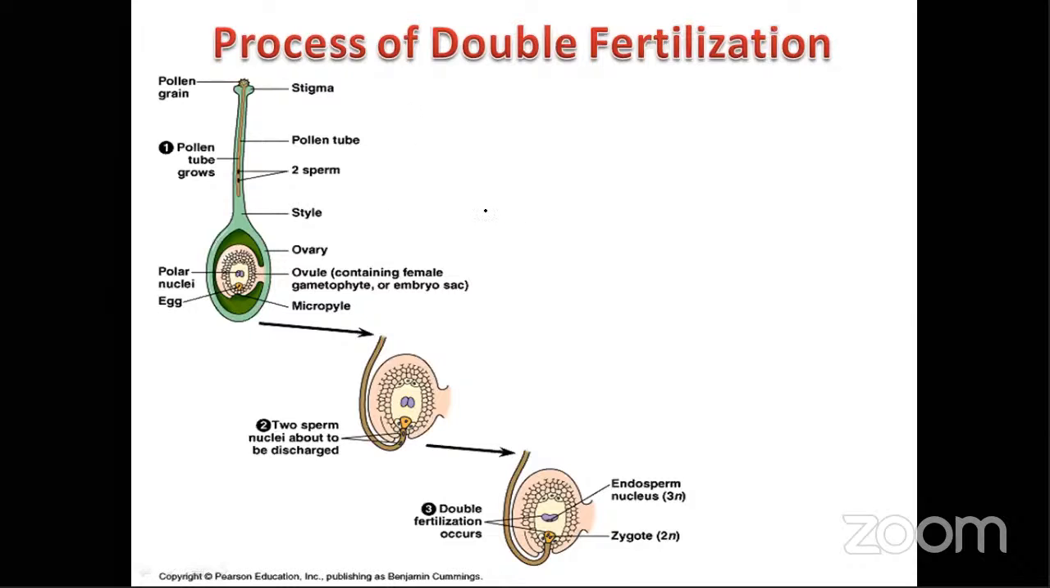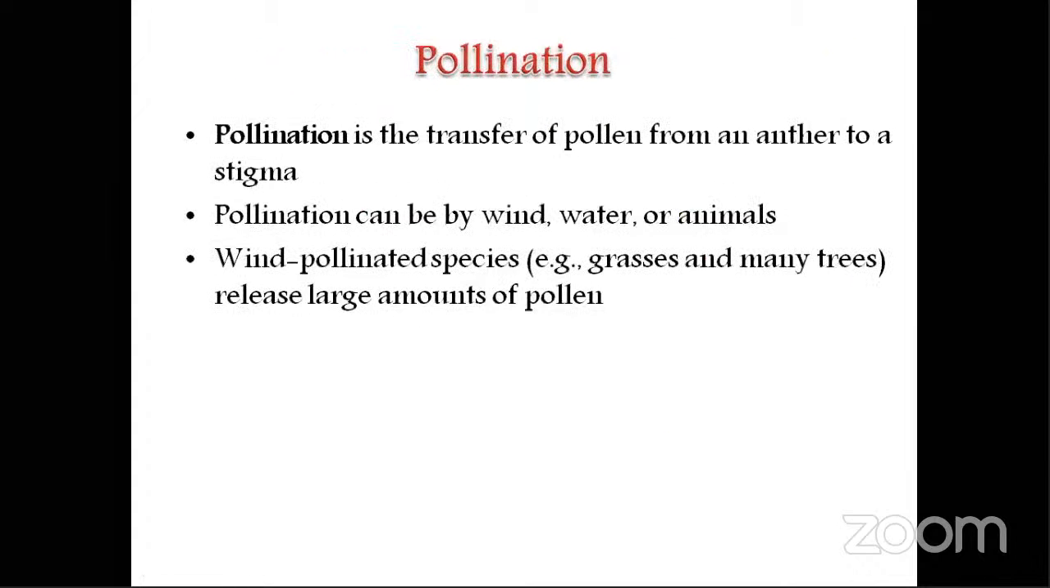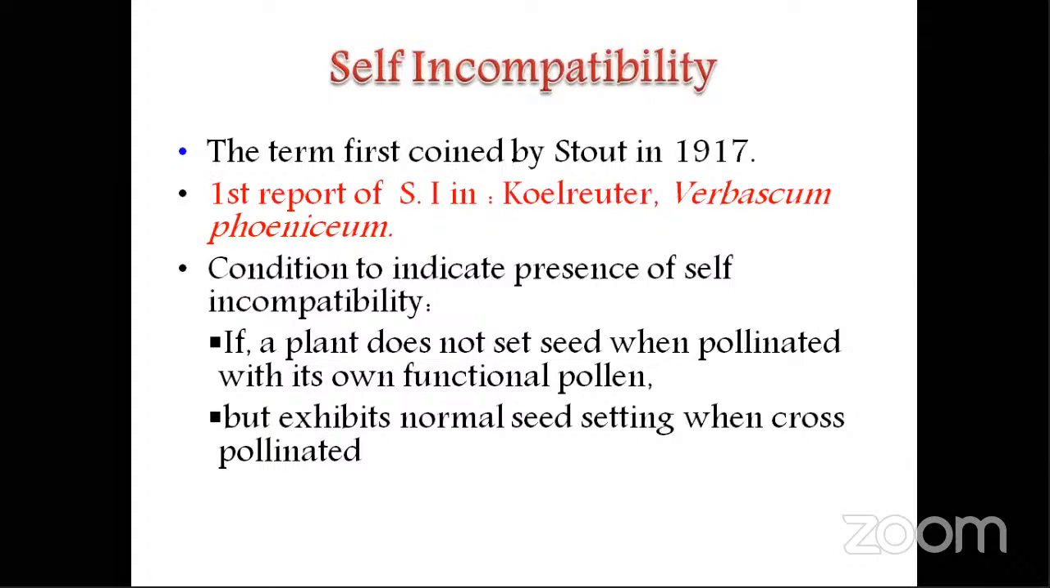So there are two fertilization types basically. I wanted to show you. Okay. The term self-incompatibility was coined by Stout in 1917, and the first report of self-incompatibility was given by Kolreuter in Verbascum phoeniceum. This is very important.